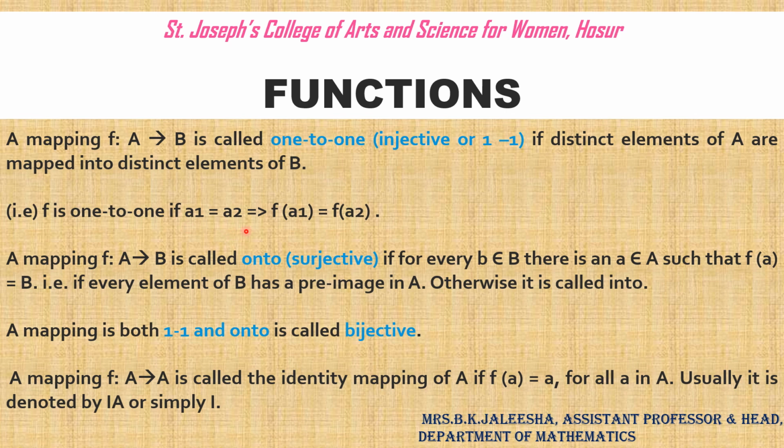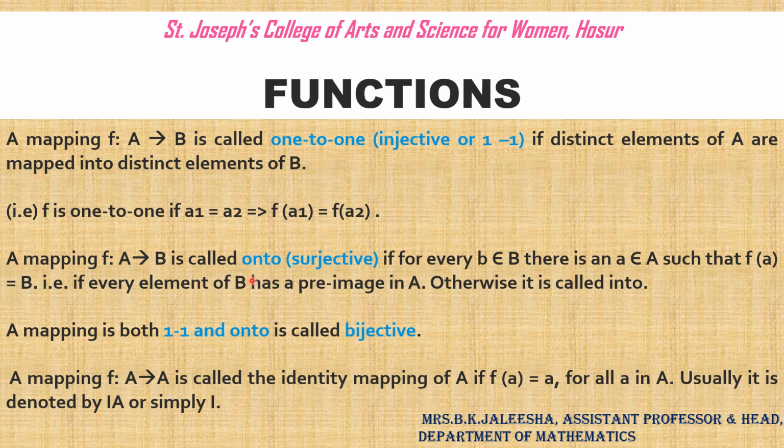If f of a1 equals f of a2, then its image... Image means when f is applied to the elements of A, it will go to the set B as the answer. Those answer values are called images. So f of a1 equal to f of a2 implies a1 equal to a2. If this condition is satisfied, it is called one-to-one.